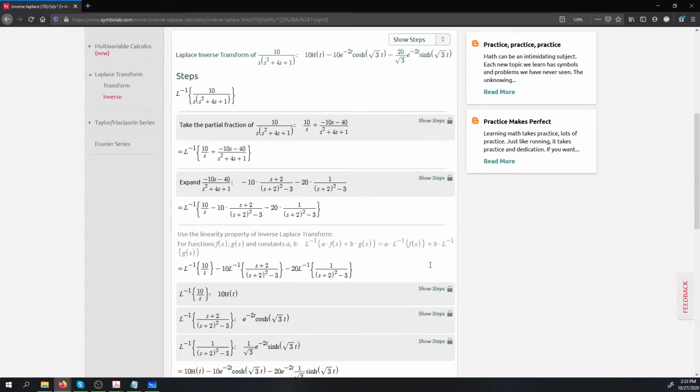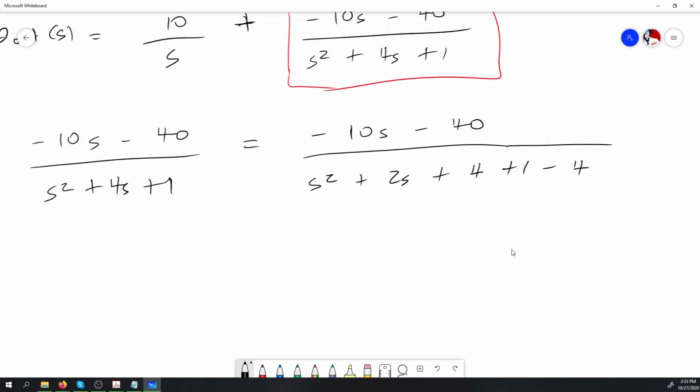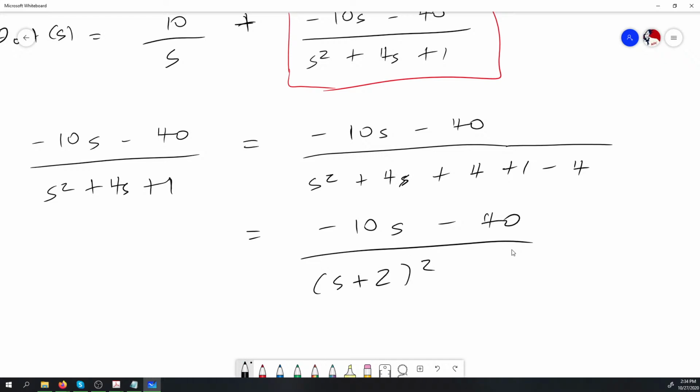Oh, okay, nice. Yeah, I did correct. Okay. So in doing this, when we actually focus on that point here, you see that this basically resolves to 10s minus 40 over s plus, oh whoops, right, doesn't have to be 2s, 4s. S plus 2 all squared. Just 1 and minus 4 will give us minus 3.